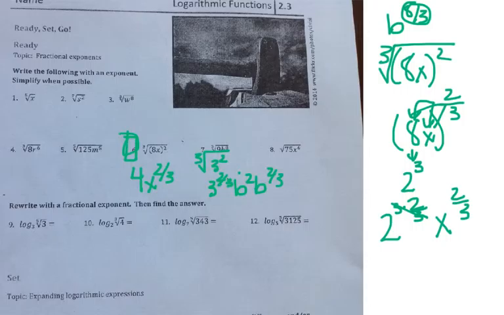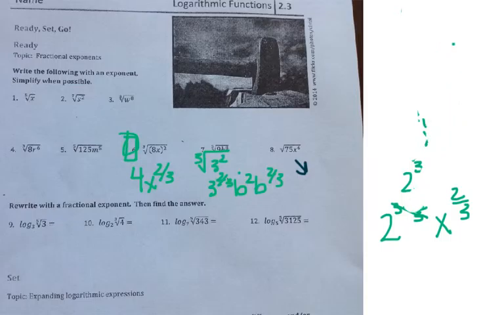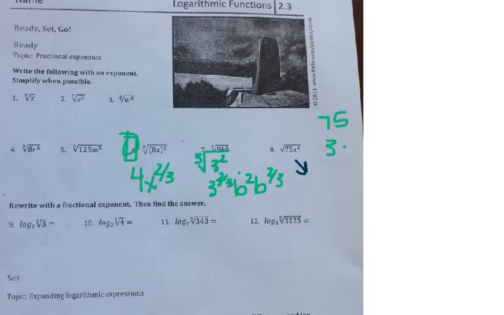Now, number 8 is kind of different, because 75 is not a perfect square or anything like that, and we're in a square root. 75, however, is 3 times 25, and 25 is 5 times 5.